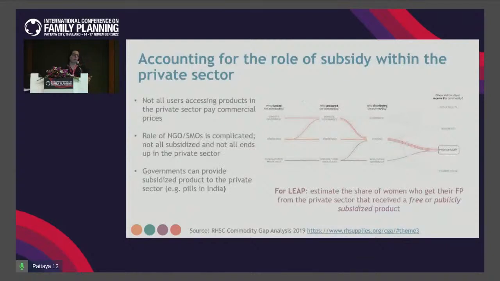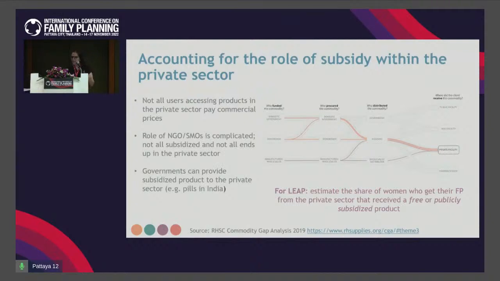So as we look into private sector expenditures, one of the things that we really started to explore a few years ago with the commodity gap analysis is this complexity of what happens in the private sector, and recognizing that not all women who go to private sector outlets are necessarily paying commercial retail prices, right? You have women who are getting free services funded through various mechanisms, or women who are buying products, but those products are subsidized, so they're buying them at below market prices.